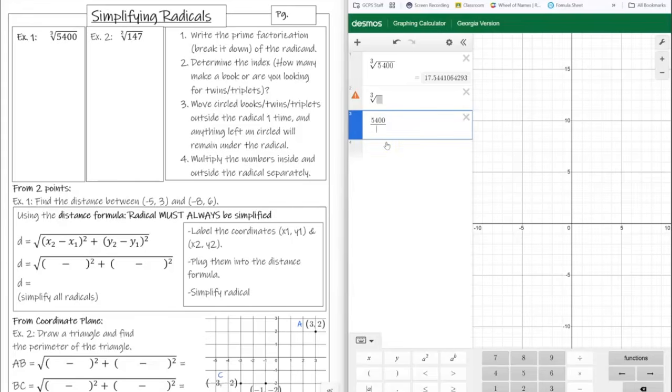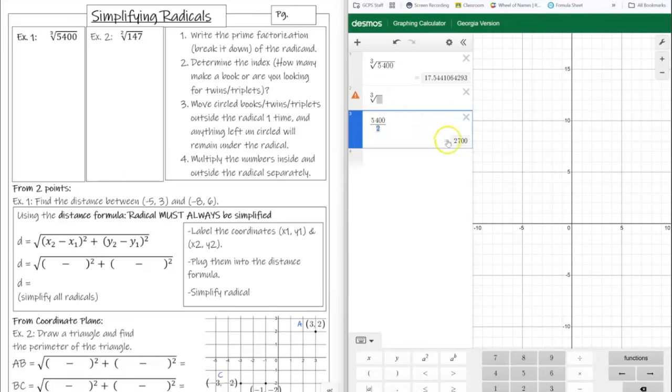What break it down means, now if you know your multiplication facts, you can break it down a lot faster than what I'm going to do, but I'm going to teach it to the person who doesn't know. That way I teach it to everybody. So I'm always going to start with the smallest number to check, which is 2. All right, so what this means is 2 times 2700 is going to give me 5400.